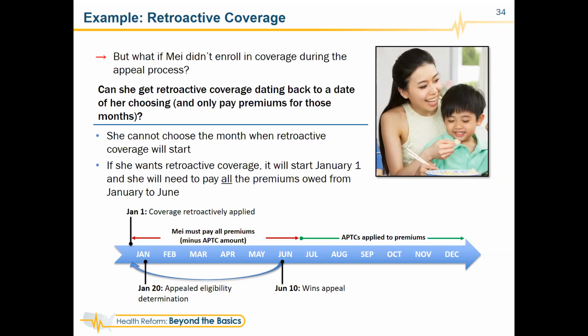So in this example, again, she appealed her decision in January. In June, she wins her appeal. If she wanted to go retroactive back to January, she can do that and pay her share of the premiums for that amount. But she can't decide, well, I didn't really use healthcare in January, February, March. I did in April, so I only want to go retroactive to April. Unfortunately, that's not allowed. It's all or nothing. You either go all the way back to the date that you appealed, or you say, okay, I'm just going to take it going forward.